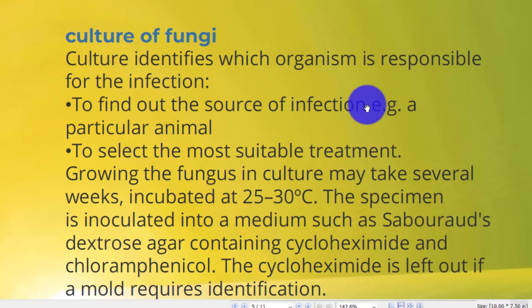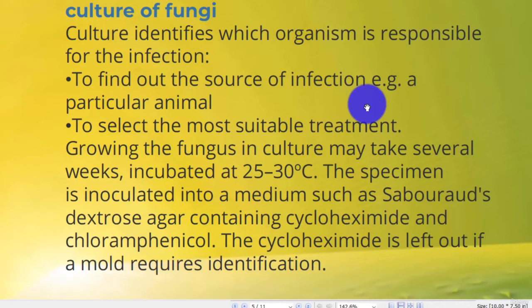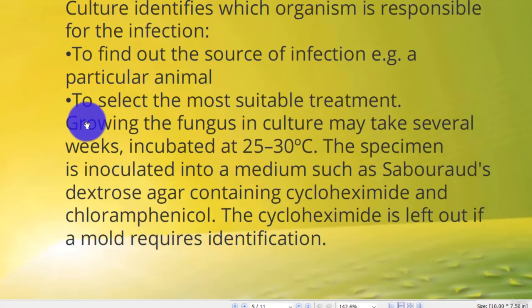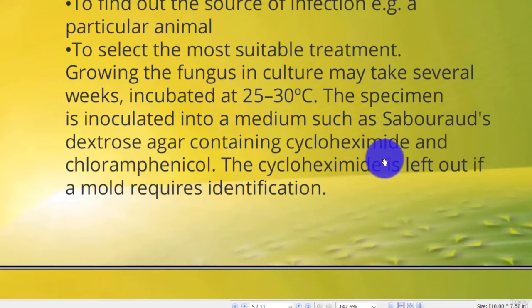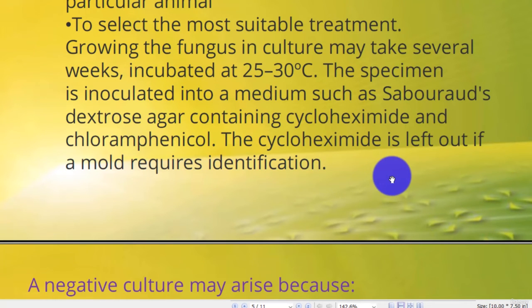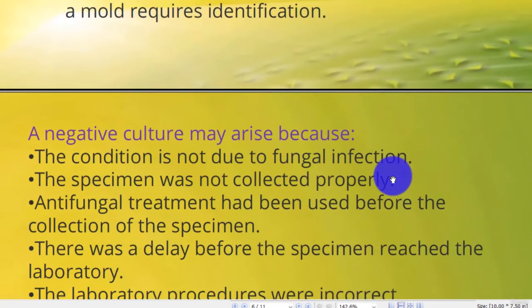Culture of fungi. Culture identifies which organism is responsible for the infection, to find out the source of infection, and to select the most suitable treatment. Growing the fungus in culture may take several weeks, incubated at 24 to 30 centigrade. The specimen is inoculated into a medium such as Sabouraud agar containing cycloheximide and chloramphenicol. The cycloheximide is left out if the mold requires identification.